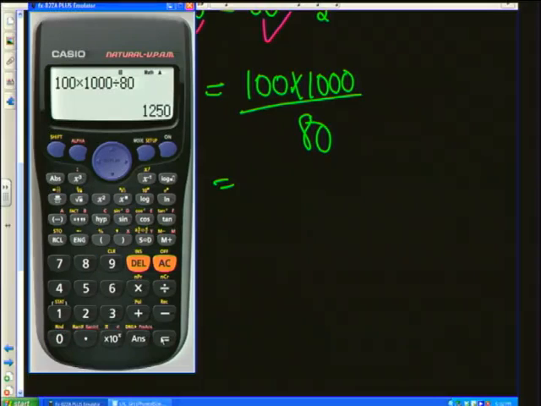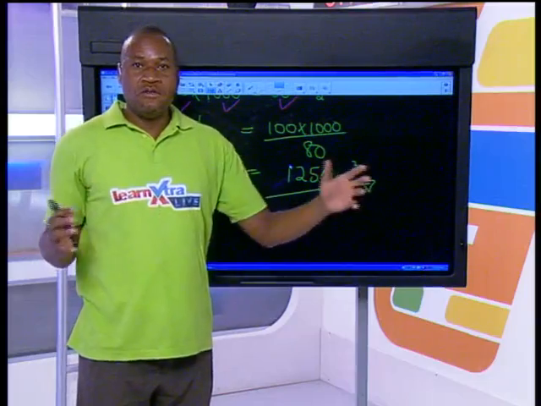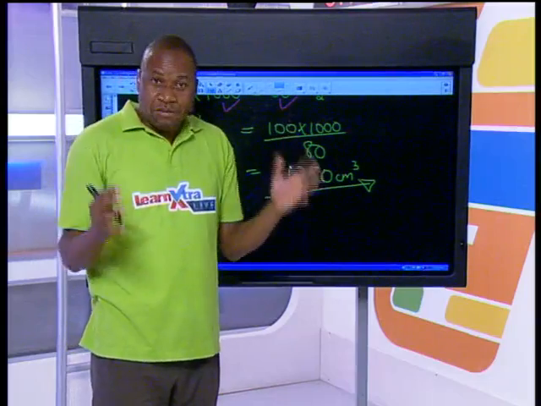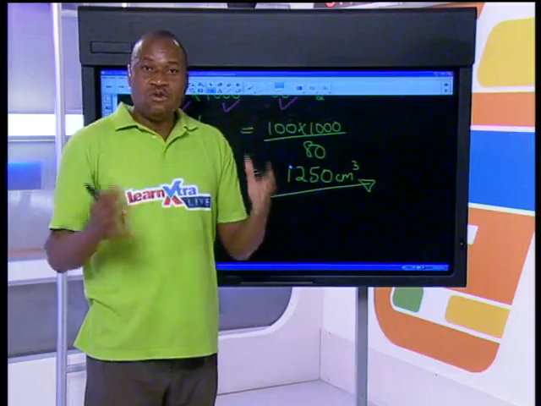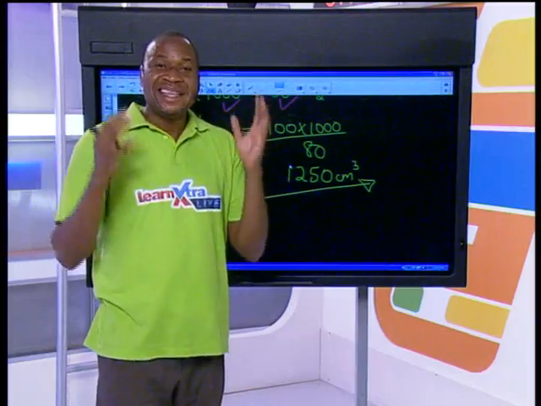Okay, so this is 1250 what? Cubic centimeters. And it makes sense because we have actually reduced pressure, so volume had to increase. That is Boyle's law. The two are inversely proportional to each other. That is the kind of relationship that they have.